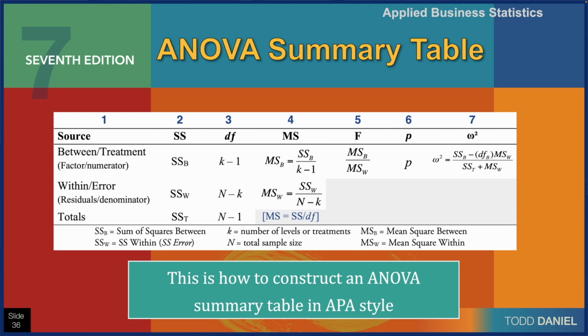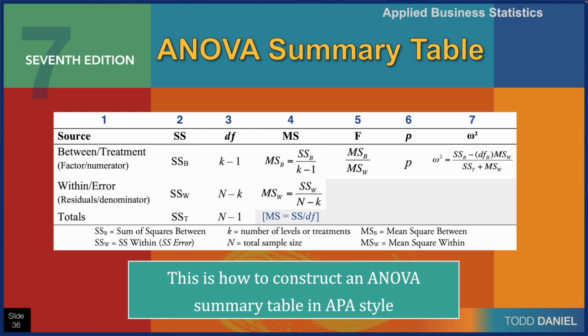So for instance, here's your sum of squares between, the SSB. If you're interested in what is SSB, it's right here, sum of squares between. And the SSW, that's your sum of squares within, which is the same as the sum of squares error. Everything in the table is listed down below the table, so you know what's what.